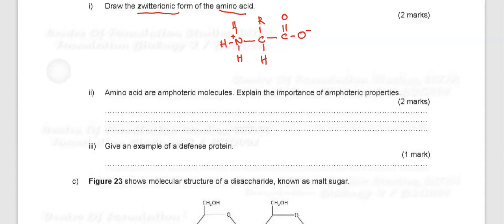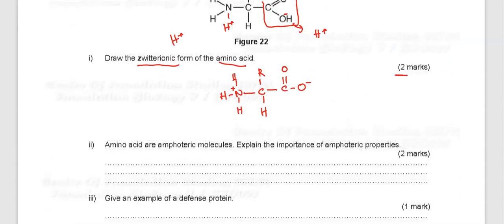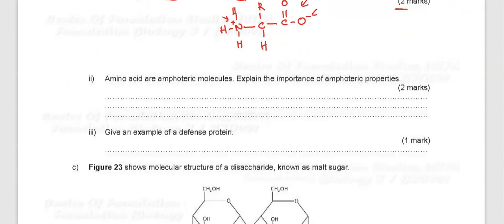So the question is worth 2 marks: 1 mark for the correct structure of the amino acid, 1 mark for the correct placement of the charges. Number 2, amino acids are amphoteric molecules. Explain the importance of amphoteric properties. An amphoteric molecule is basically a molecule that has both an amino group and a carboxyl group. Any molecule that has both has both acidic and basic properties. They can be both acid and base at the same time.